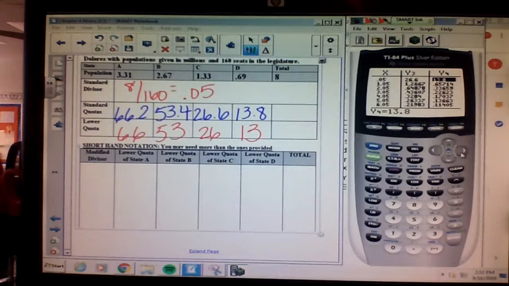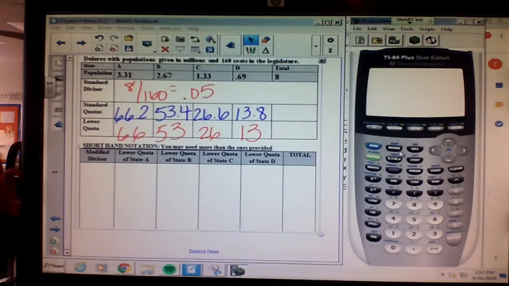Oh, if you ever want to get out of this so you can add these up, all you do is hit second mode, and that takes you to your main screen. So you can add 66 plus 53 plus 26 plus 13, 158. So I need to be at 160. 158 needs to go up. I need to go lower than 0.05.